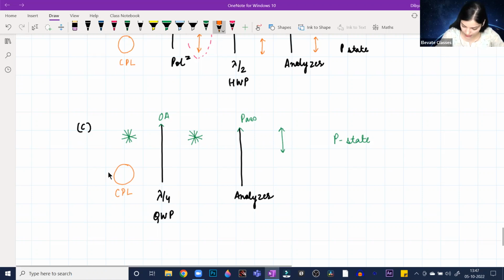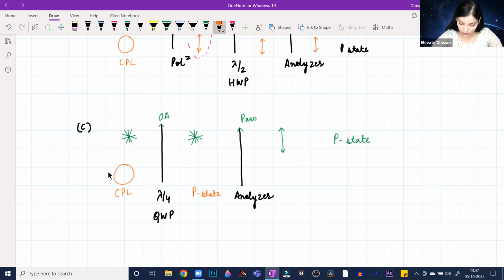तो यहाँ पे मुझे P state मिलेगा depending on how the pass axis of the quarter wave plate is oriented, because quarter wave plate क्या करती है? It introduces a phase difference of pi by 2. तो circular polarization में already pi by 2 का phase difference होता है x और y component में. अब उसमें मैंने extra pi by 2 का phase difference add कर दिया. तो total phase difference will become either 0 or pi, and therefore I'll get a P state. या तो मुझे directly x component ही मिलेगा या फिर मुझे सिर्फ y component ही मिलेगा P state का.